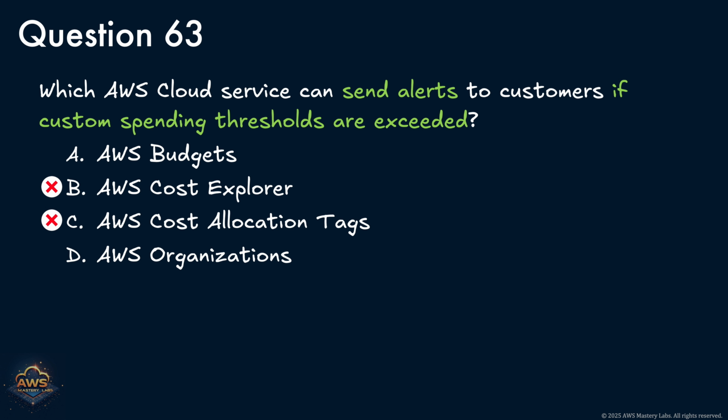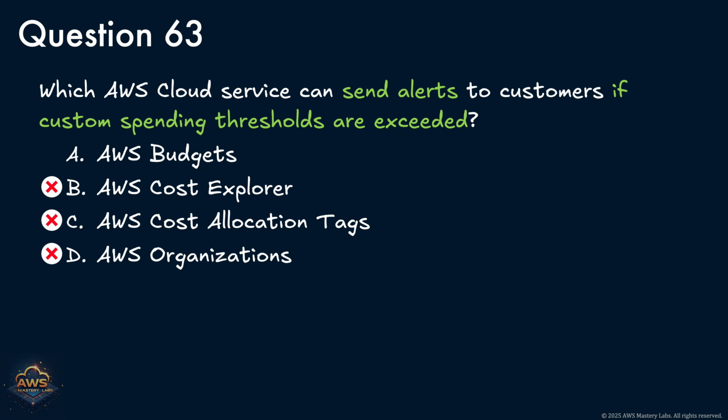Option C. AWS Cost Allocation Tags. This service helps you categorize AWS resources so you can track and allocate costs. While it's a key part of setting up a chargeback or showback model within large organizations, it doesn't monitor spending or send alerts. It's just a metadata layer to better classify spend, not to track it dynamically or trigger alarms. Incorrect, because it is useful for organizing cost data, but not for active budget monitoring or alerting.